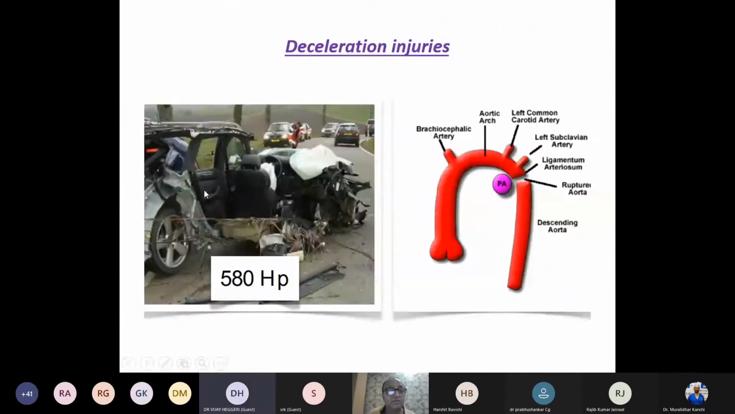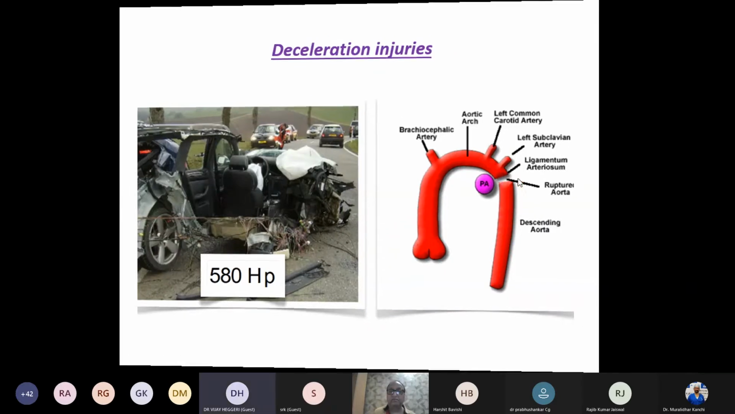Now, deceleration injuries due to accidents are the commonest, especially because of whiplash injuries. Usually the injuries occur at the region of the ligamentum arteriosum, at the point of the isthmus, just distal to the left subclavian artery. The whole of the aorta can get transected. The aorta gets ruptured.